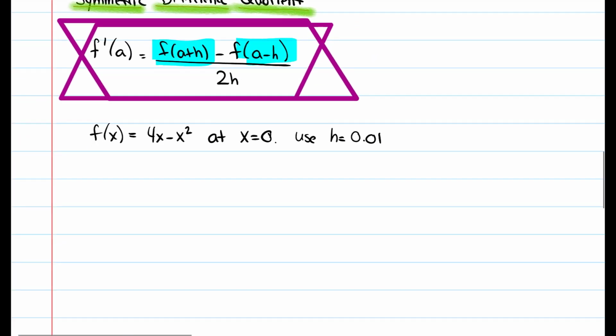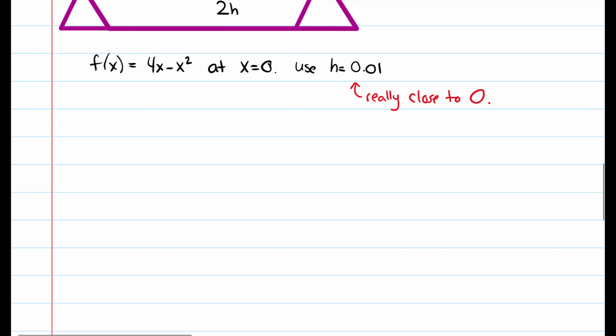So now we're going to use this symmetric difference quotient with this function. So the reason we're using h equals 0.01 is we want a number that is really close to 0. And the reason we can't just plug in 0 is on the calculator, it can't evaluate it at 0 like we do with limits. It has to work with a number really close to 0. So using the symmetric difference quotient, we get that f prime of x is equal to f of a plus h minus f of a minus h, all divided by 2h.